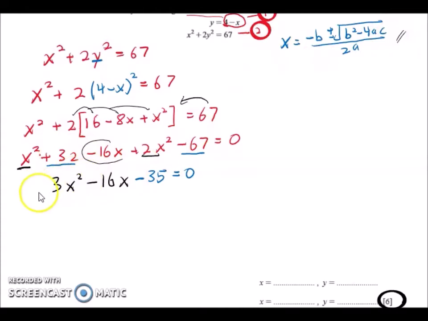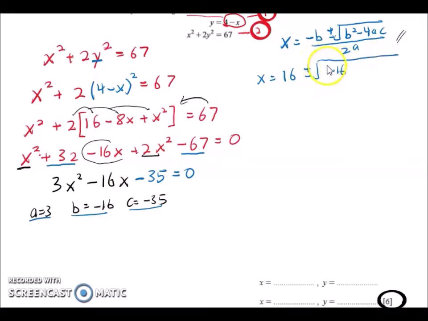So here we just place a equals to 3, b equals to negative 16 and c equals to negative 35. Okay, so we just place all these values inside this formula. It will become negative b, so we substitute negative 16, it will become 16 here, plus minus. We have negative 16 squared, and then minus 4, your a will be 3, and then your c will become minus 35. And then this one will be over 2a. 2a is 3, so you just make it as 6.